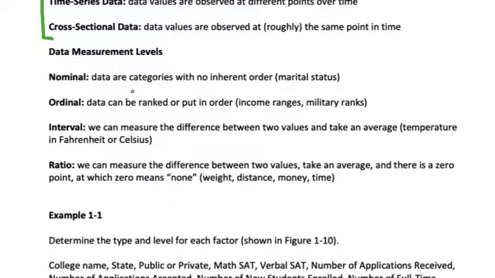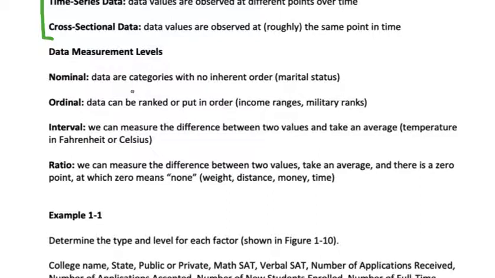In ordinal data, you can rank or put the data in order. So for example, income ranges, you could ask someone if their income is from $0 to $20,000, $20,000 to $40,000, $40,000 to $60,000, or $60,000 or higher. And those are able to be put in order, and we know that someone who chooses $0 to $20,000 is going to have less income than someone who chooses $20,000 to $40,000. Military ranks is another example of this. There's an inherent order in the ranking system.